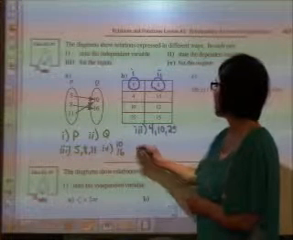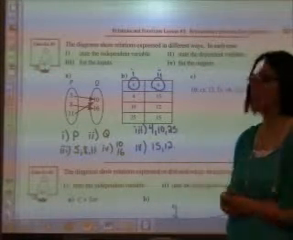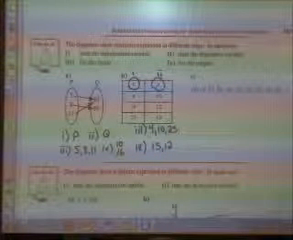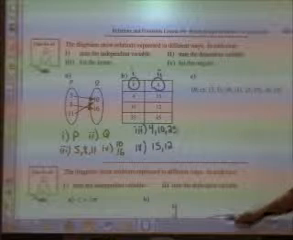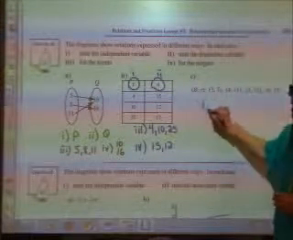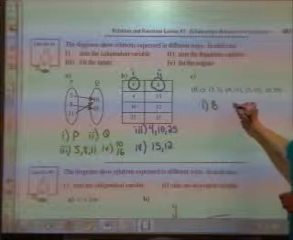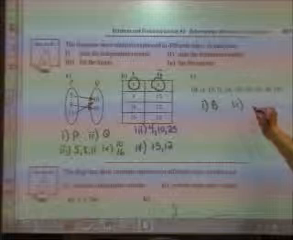And what are my outputs? 15, 12, 15. Okay, do I need the 15 twice? No, so I could just put 12 and 15. Okay, so if I look at C, what is my independent variable? B. What is my dependent variable?